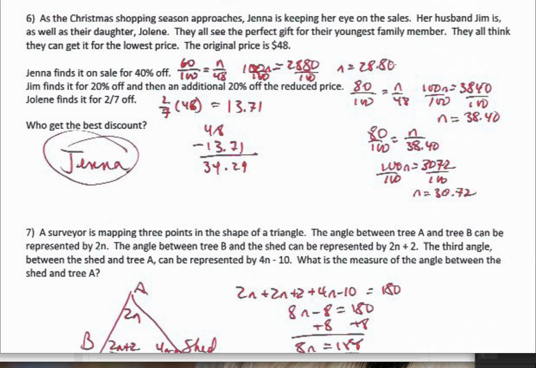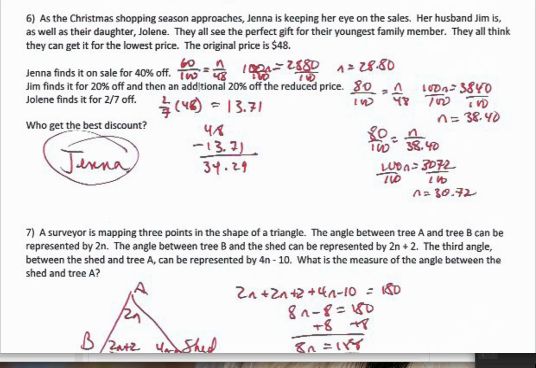So that's Jenna's cost. Now Jim, the hubby, finds it for 20% off and then an additional 20% off the reduced price. So you might say, oh man, this is great. Jim's finding it for the same exact price. And that's not true. If you do 80% of the original price of $48, it's knocked down to $38.40. So if you pay 80%, that's the first 20% off. Then he takes 20% off again. And when you do that, you do 80% of $38.40 this time, and it works out to $30.72.